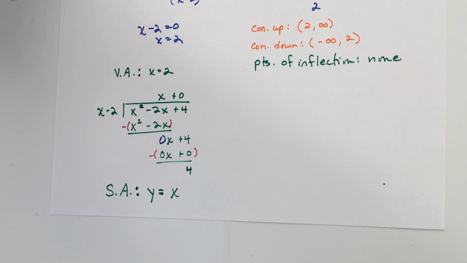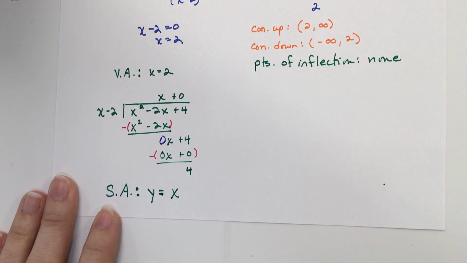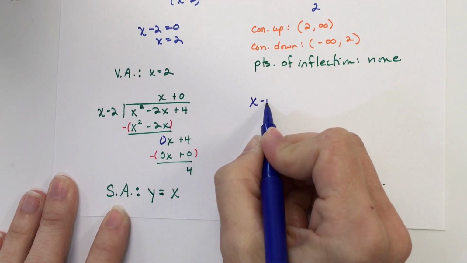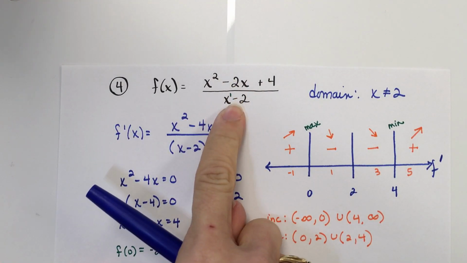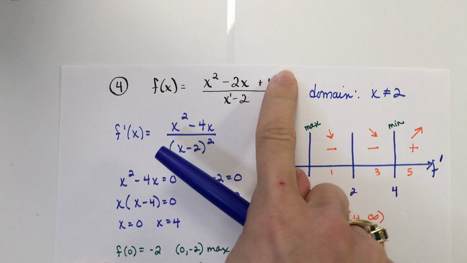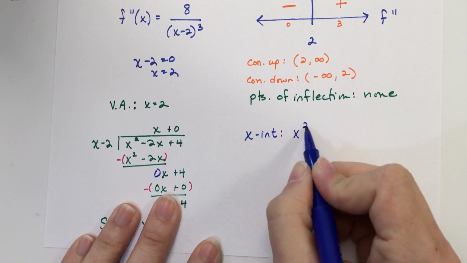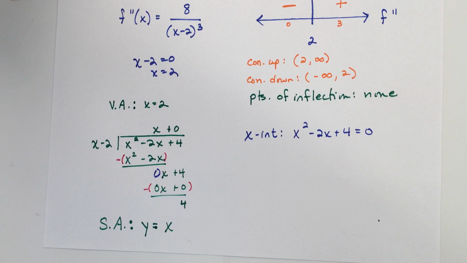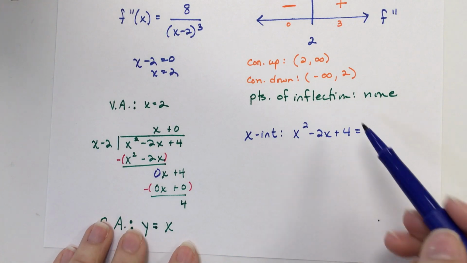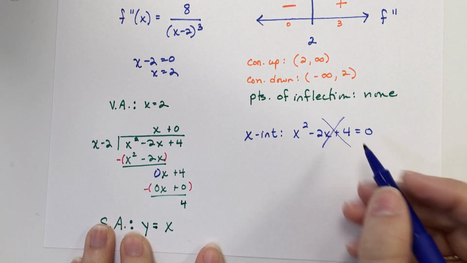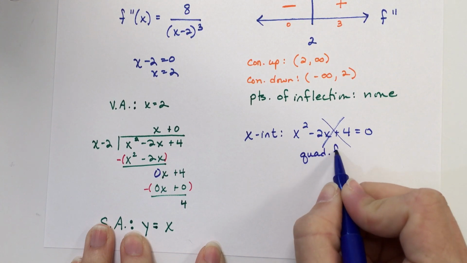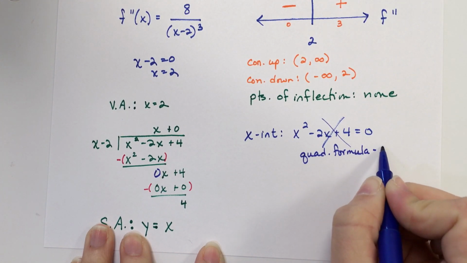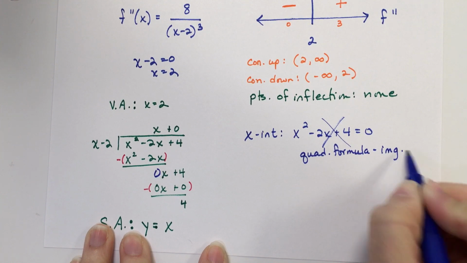All right, let's talk about intercepts. So let's talk about the x-intercept. An x-intercept is going to occur where your function is equal to 0, which is going to come from the numerator. So you would have x squared minus 2x plus 4 equals 0. Now that's not going to factor. You would have to use the quadratic formula, but just to save time here, you're actually not going to get anything out of this, because when you use your quadratic formula, you're going to end up with imaginary solutions.